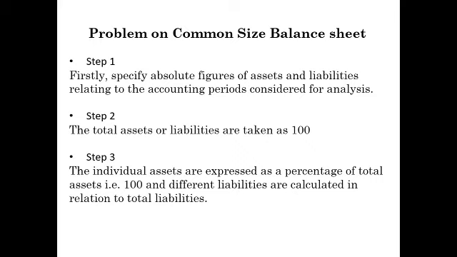So here there will be three steps. First step, specify the absolute figures given in the problem with respect to the accounting period. Second step, the total assets or liabilities should be considered as 100. And in the last step, all the individual items like individual assets are expressed as a percentage of total assets, as well as different liabilities are calculated in relation to the total liabilities.